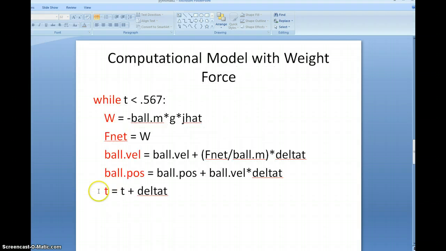This is the model that I used in Python. Here I first estimated the weight force, which is the mass times gravity times movement in the y direction, and it's also negative. Fnet is set equal to the weight force, and then I estimated the velocity by iterating through, just like in the lectures.